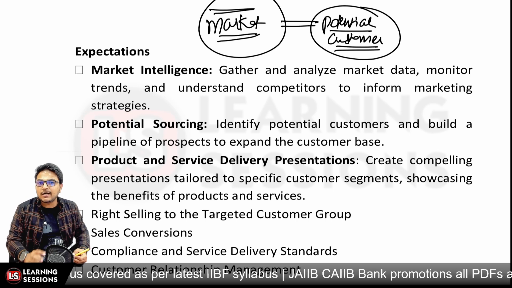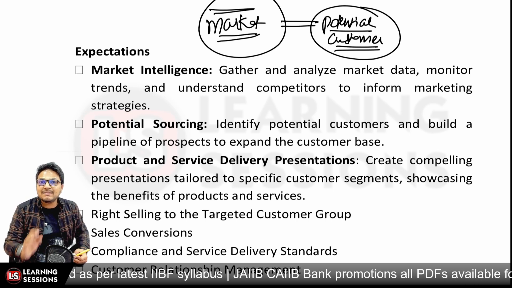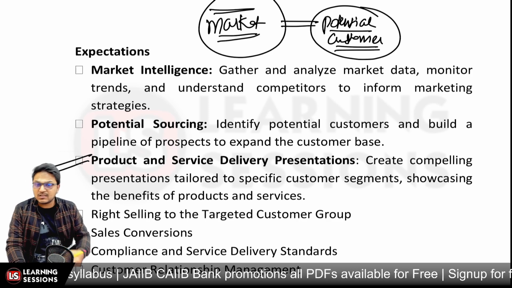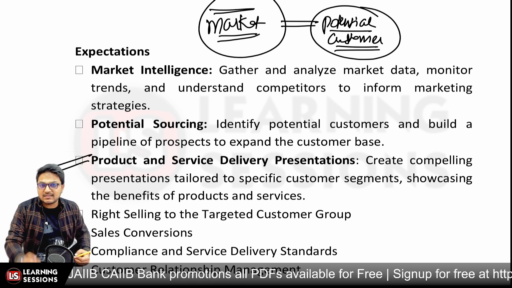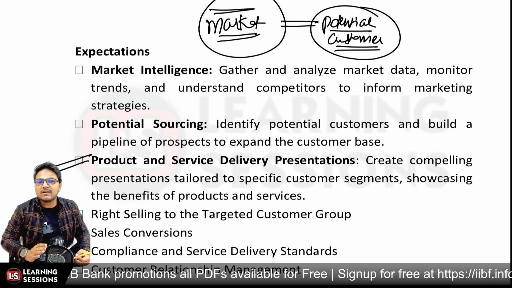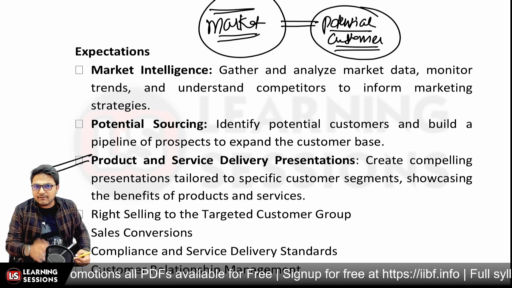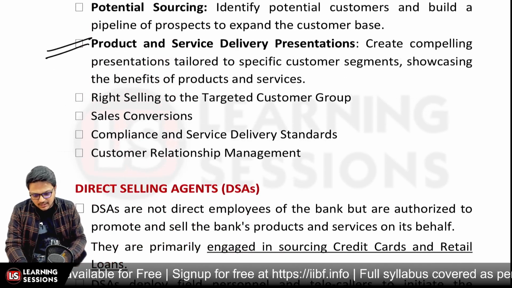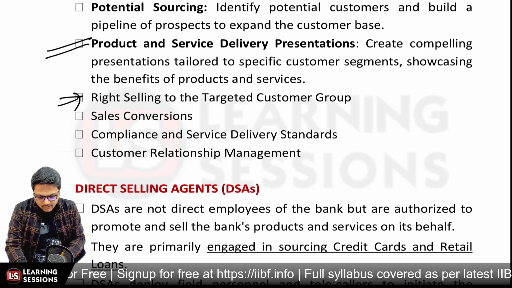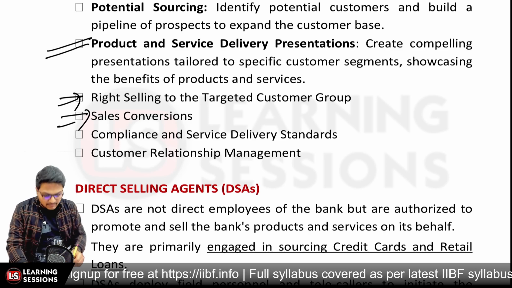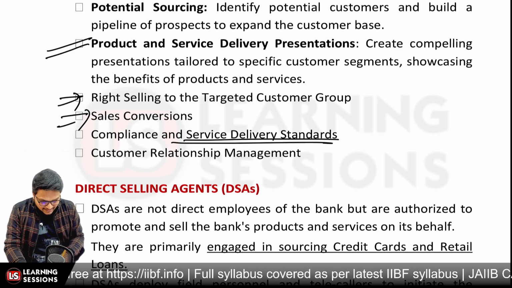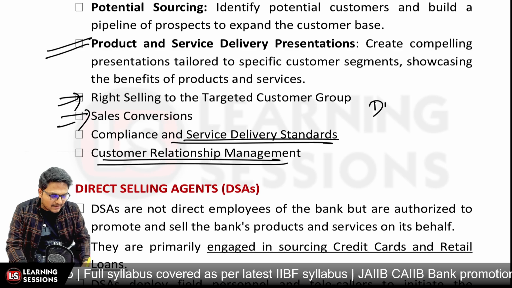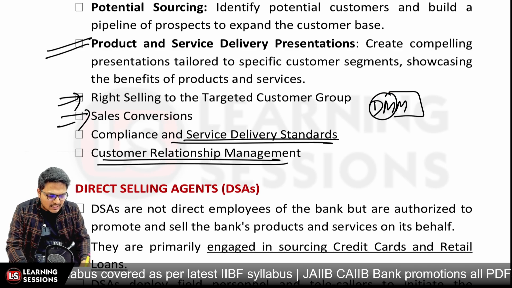And the third one is product and service delivery presentation. They need to create a compelling presentation: this is our product, this is how you will benefit from it, and these are the benefits to you. Based on the different customer segments, they can showcase the benefits of the products and services being offered, and sell the right product to the right customers. They can do sales conversions, comply with the service delivery standards, and also manage the customer relationships. That's related to dedicated marketing managers, that is DMM.